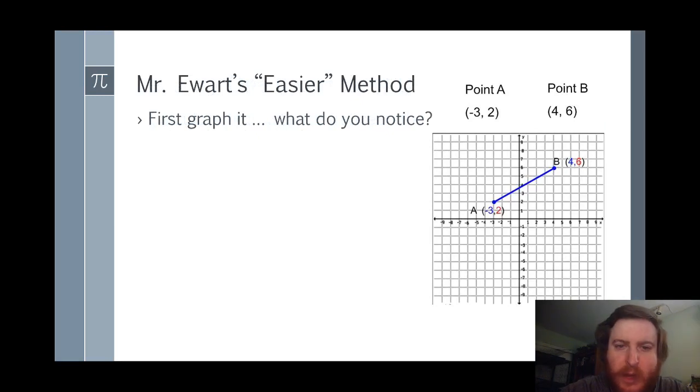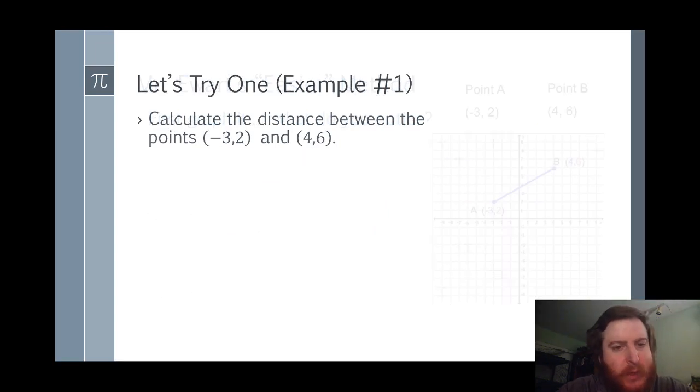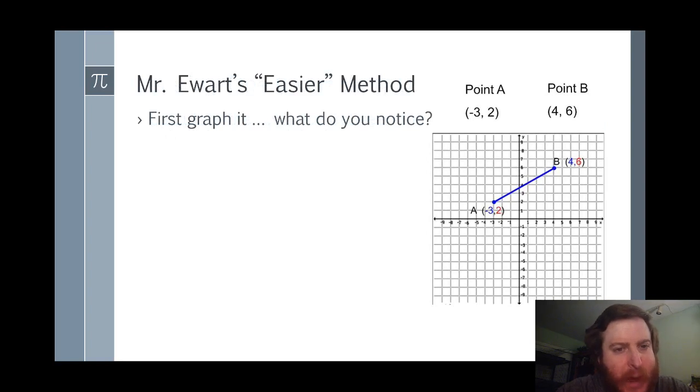That's great and all, and we can use that formula every single time. But I have a way that I like to do this way, way, way better. I really like my method, I think it's way easier, but the first thing we need to do is graph it. If we graph it and draw a line between them, what shape could we draw in here? We can draw in a right triangle.